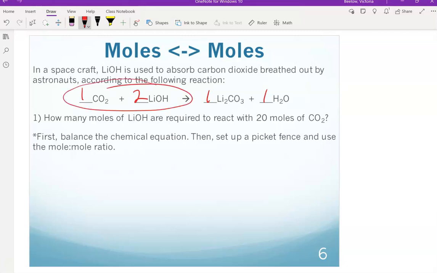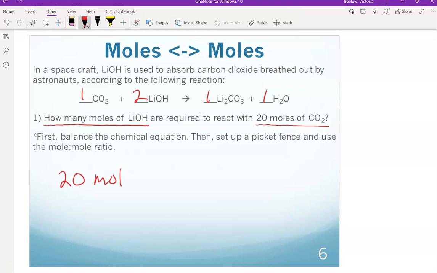Again, the reactants are always on the left-hand side here, what you start with. And then the products are on the right-hand side. That's what you end with in a chemical reaction. Now, the question is asking how many moles of LiOH, or lithium hydroxide, are required to react with 20 moles of carbon dioxide. So we're going to set up our picket fence. We're going to start with what the problem gave us, which is 20 moles of CO2.